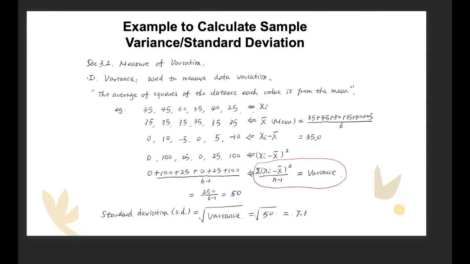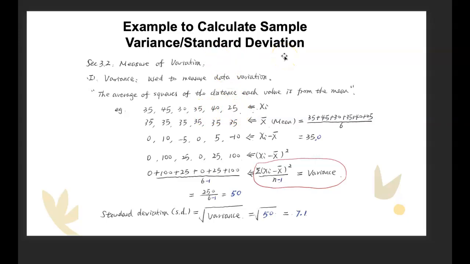The first one we want to cover is where is the formula coming from? So standard deviation is a way to measure the data variation. In other words, how big the change of a data. If we have a data sequence, for example, we have 6 numbers here, 35, 45, 30, 35, 40, 25. Out of those 6 numbers, how do we calculate this standard deviation?